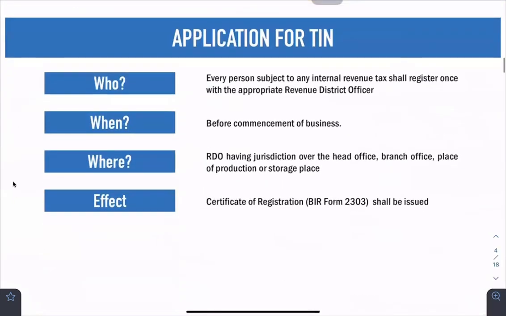Now, let's proceed to the where, when, and effect of getting a TIN. Application for TIN, who? Every person subject to internal revenue tax shall register once with the appropriate revenue district office. So take note, you must only register once. One TIN for one taxpayer. And we said you only register if you need to file a particular return. When will you register? Before commencement of business. Where will you register? The RDO having jurisdiction over the head office, branch office, place of production or storage.